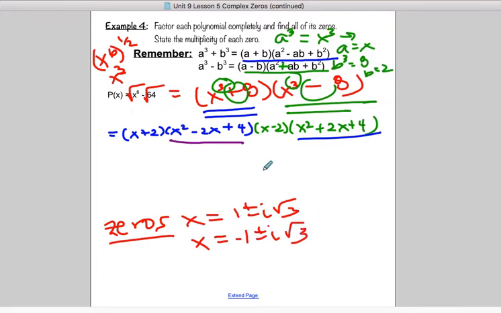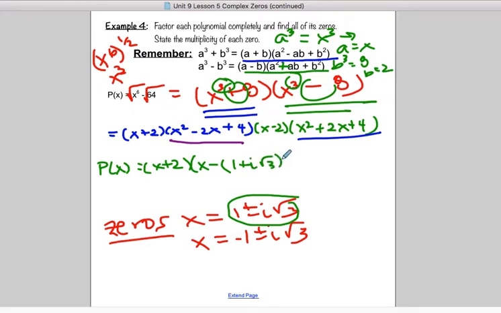So now in order to write this all the way in factored form, it's going to get crowded, so write small. P of x equals x plus 2. Now, what did I have in parentheses before I got this? You would write x minus, and then one of your zeros, 1 plus i square root of 3. Another set of parentheses, so there's one factor. Then you do the other one. Instead of writing the positive, you write the negative. So it's going to be x minus 1 minus i square root of 3. Okay, there is all of this piece factored with my zeros.